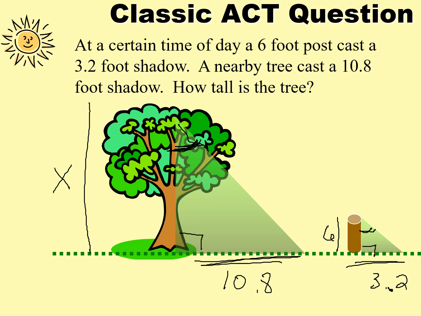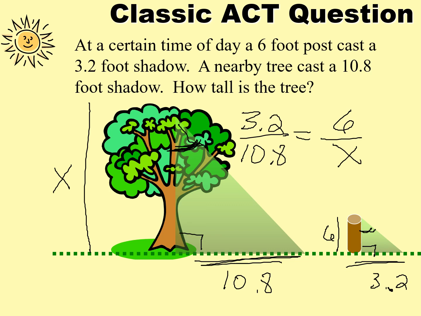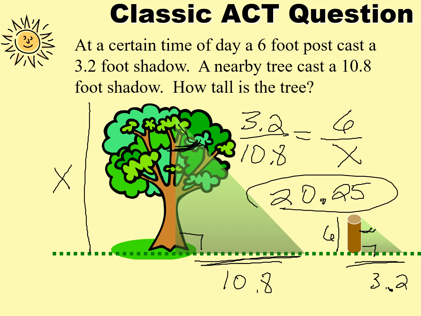So we do have similar, so 3.2 from the small goes with 10.8 from the large, over, go back to the small, 6 foot for the small, over X from the large. Cross multiply and work it out. That tree is 20.25 feet tall. Very cool? Awesome.